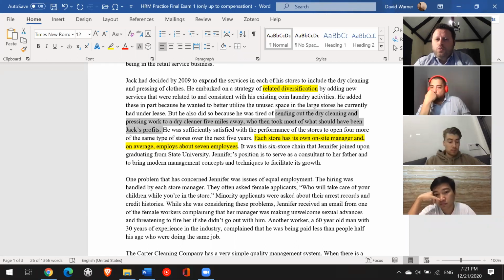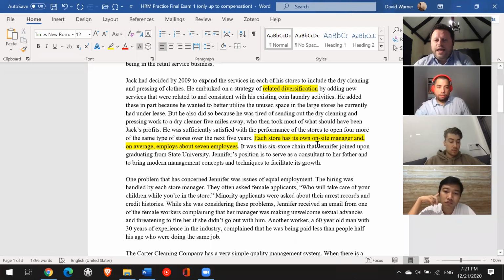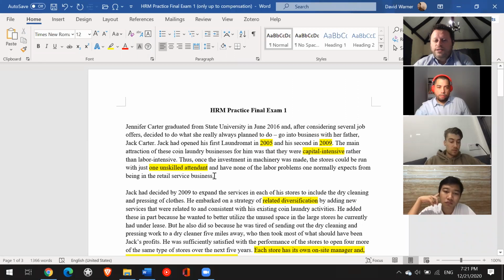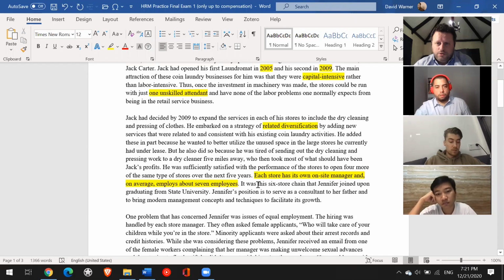Diversification is when you add or sell new services, you partner with somebody else. So they call this diversification. I actually think this is more of integration. I think diversification is when you're selling another product or service, but he's selling this idea of dry cleaning. So, okay. The other thing that's important is now instead of one unskilled attendant, now each store pretty much has 8 people, which is a huge difference. Now there's a manager and 7 employees.